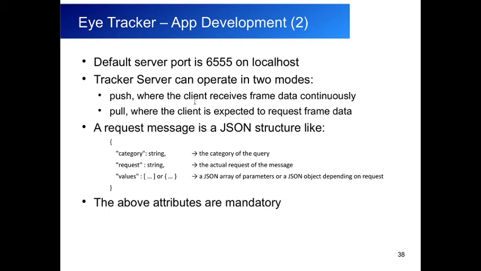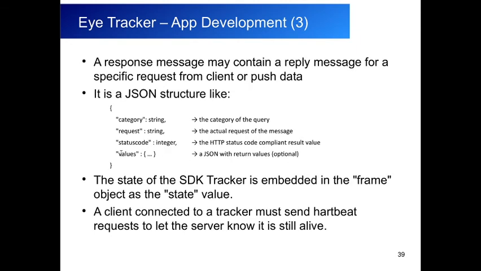The request message is a JSON structure in which you have this required information. These attributes are mandatory, and you receive a response message that contains again some required information that is copied from the requesting message, and then additional information in which you can also read the status code. The status code is compliant with the HTTP status codes.